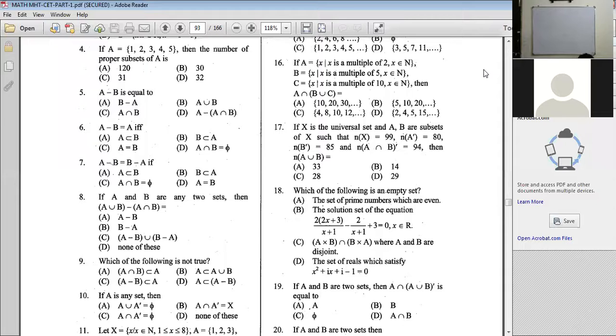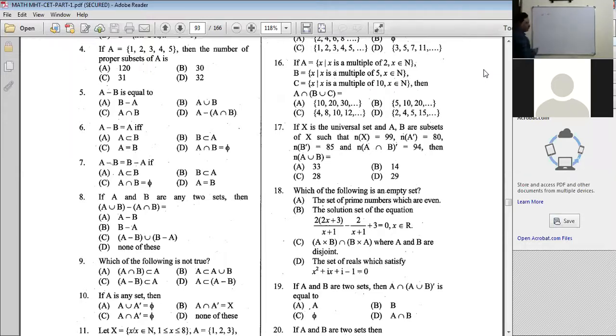Okay, the 16th problem. Here they have given three sets. A, that is multiples of 2. B is a set of the multiples of 5. C is a set of the multiples of 10. What about A intersection B union C? So once observe this problem.